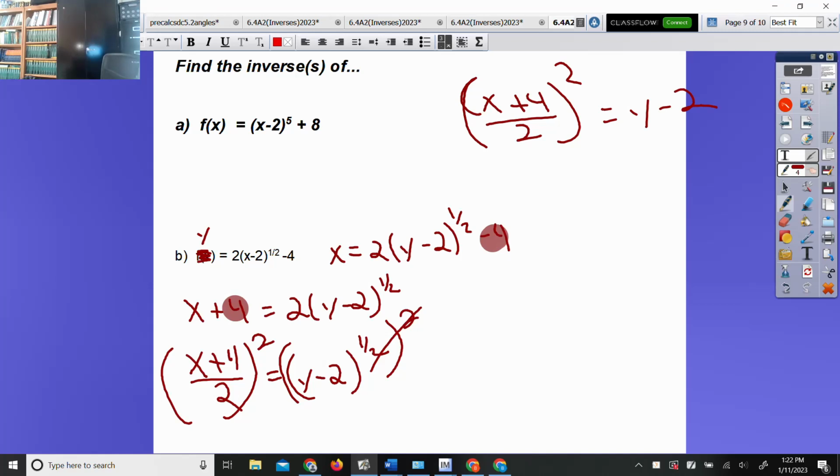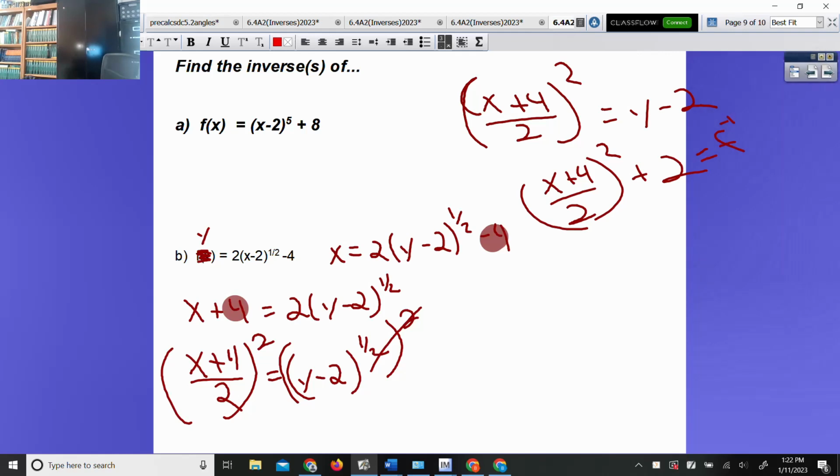What do you add to both sides? 2. And that would be your isolation, wouldn't it? So what do you replace it with? Inverse of f of x. Not hard, kids. Not hard. And you're only in algebra 2, so it's not like you have to do a whole lot of tedious work with that. Or maybe that was tedious work to you, I don't know.